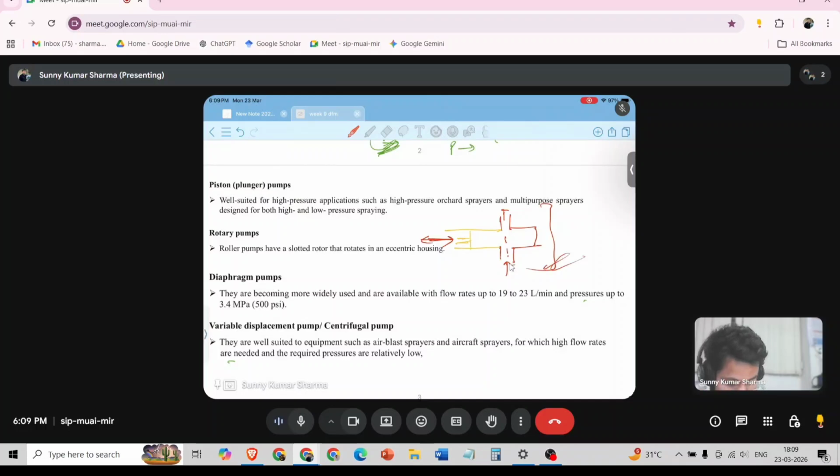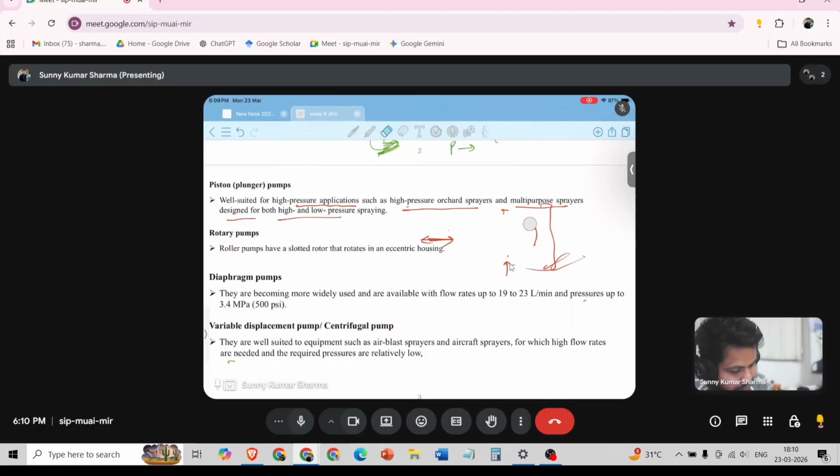Regarding the piston pump, we can see that it is well suited for high pressure applications such as high pressure orchard sprayers, and it is a multi-purpose sprayer designed for both high and low pressure systems.